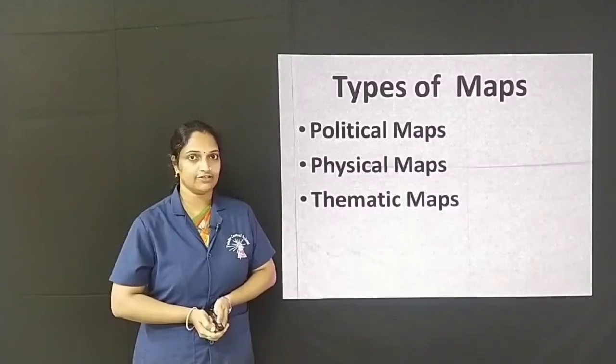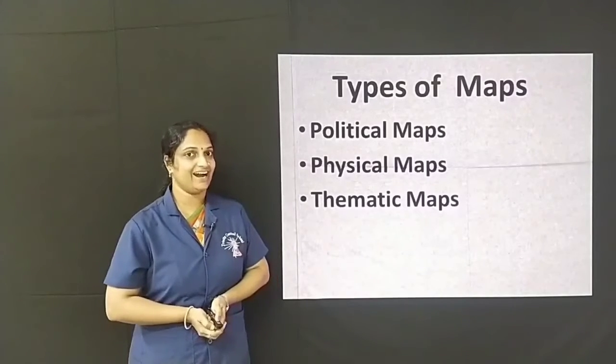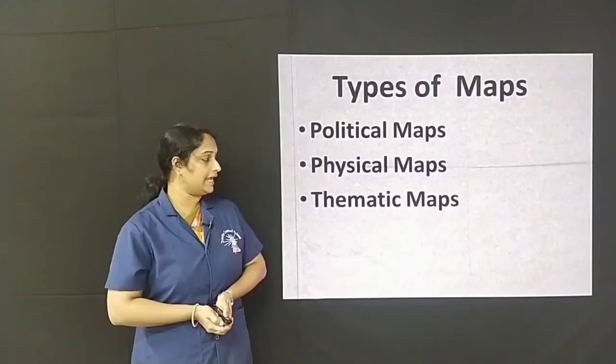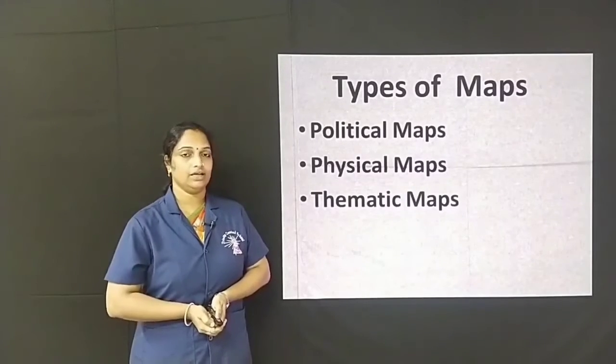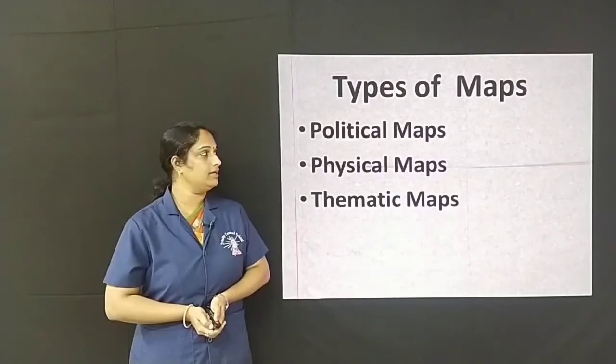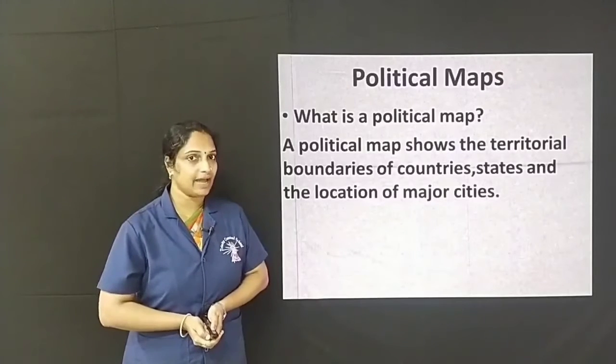On the basis of content of the map, we can classify maps into three. They are political maps, physical maps and thematic maps. Now let us study each type of map one by one. The first one is political maps. So what is a political map?